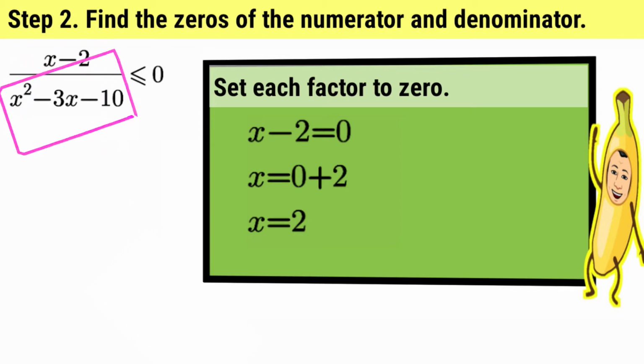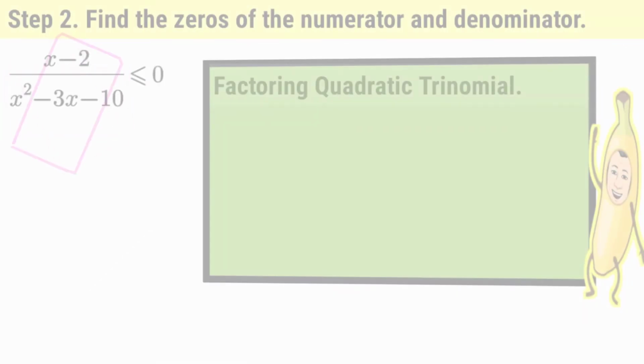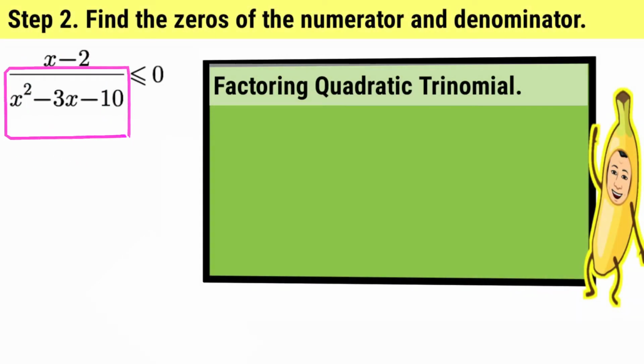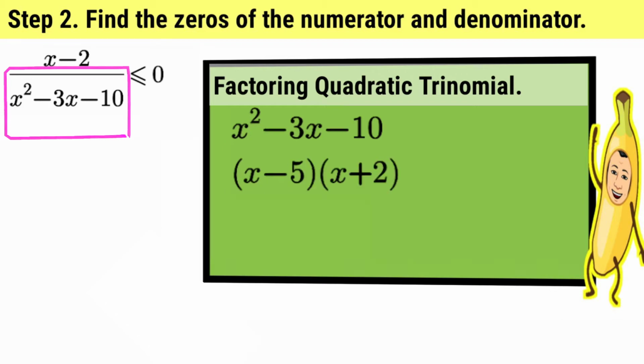The denominator, on the other hand, is a quadratic trinomial. In my previous video, I already gave you the steps on how to factor this kind of expression. So, x squared minus 3x minus 10 is x minus 5 times x plus 2, because the factor pairs of negative 10 that give a sum equal to negative 3 are negative 5 and positive 2.